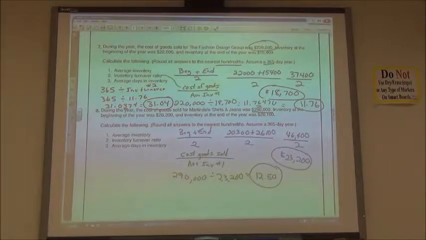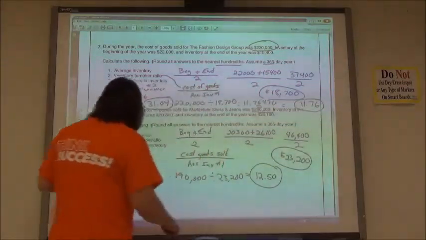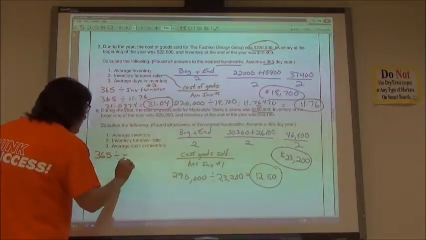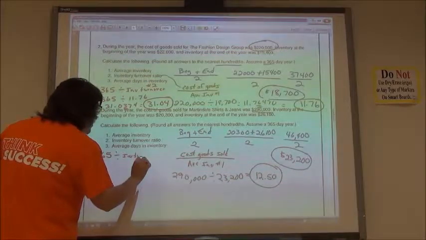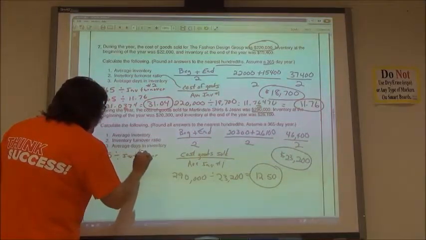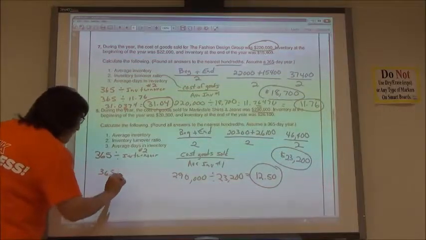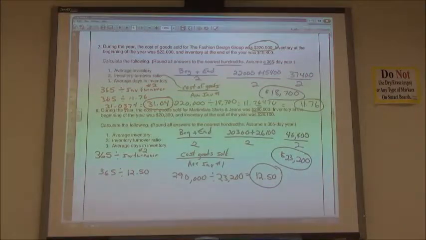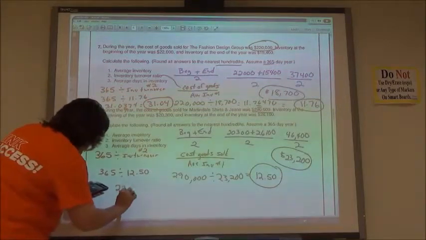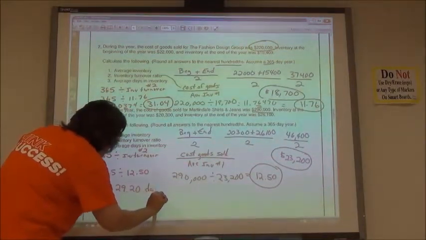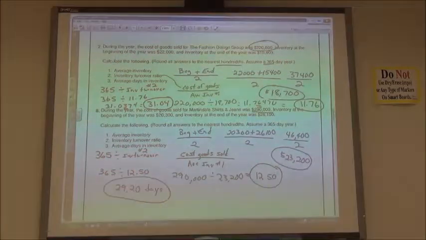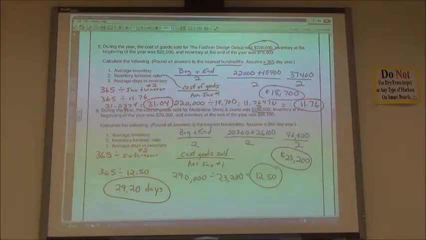Then the average days in inventory. To find the average days in inventory, we're going to take the 365 days that are in a year and divide it by our inventory turnover ratio, which is number 2. So 365 divided by our 12.50 gives us 29.2. And again, since it says to the nearest hundredth, we might add the 0, 29.20 days, just slightly less than a month that we have our items in inventory.